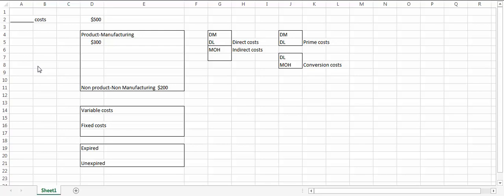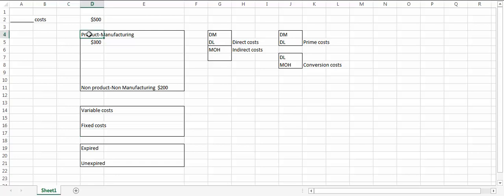In this section, I just want to discuss a little bit about the different classification of costs that we as accountants find practical. And I'll start out by just saying that if we have a company that has incurred $500 in any period, if we treat this as the total costs that have been incurred, then we can break those $500 in many different ways.